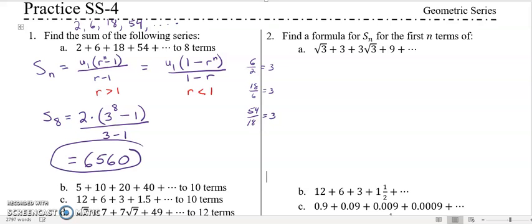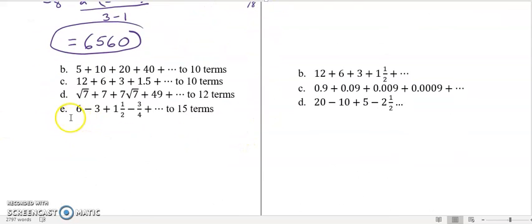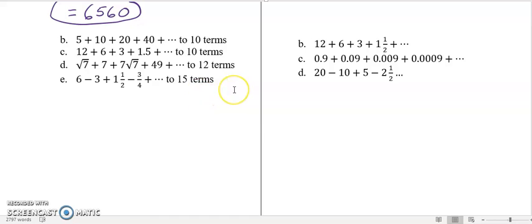Okay? Let's scroll down, do one more here as an example of this. So here I want to do this to 15 terms. All right? So a little difference on this one. First of all, I would probably start with just finding the common ratio. So negative 3 divided by 6 is negative 1/2.